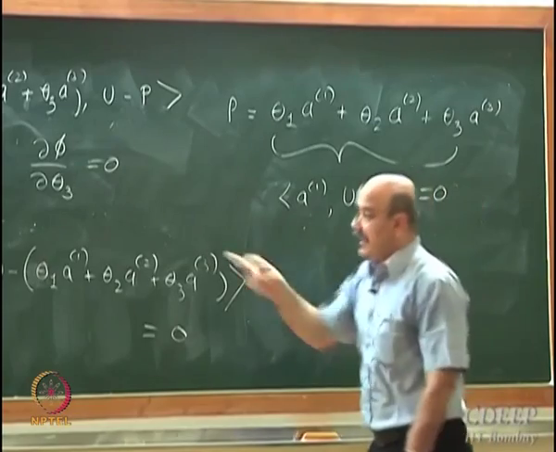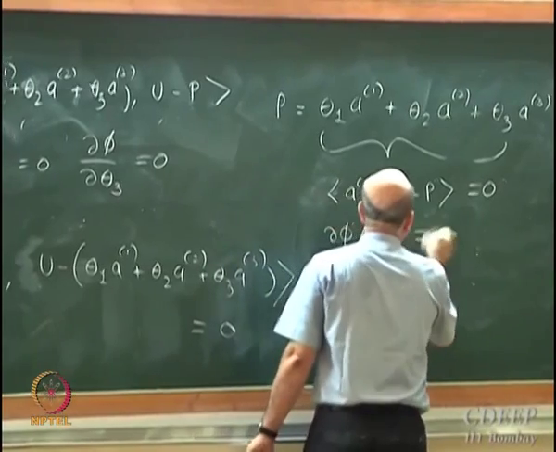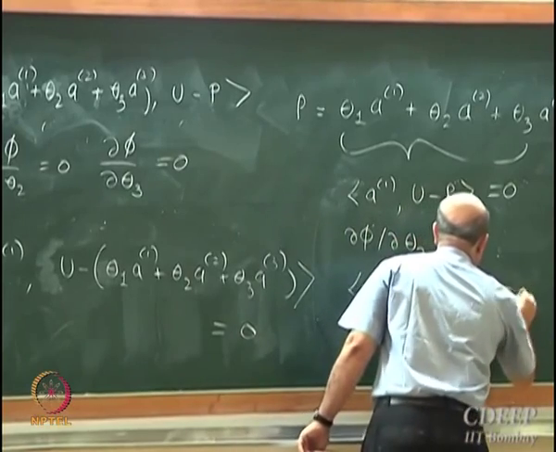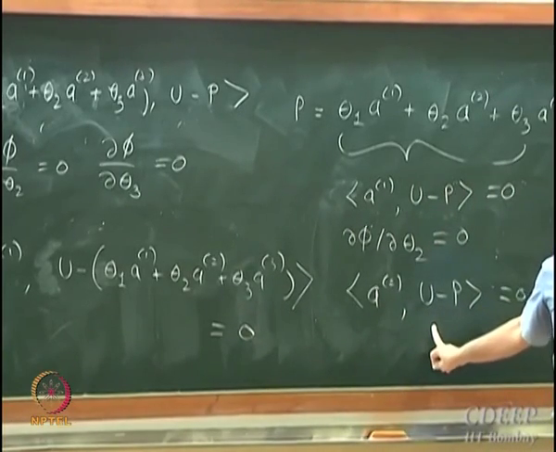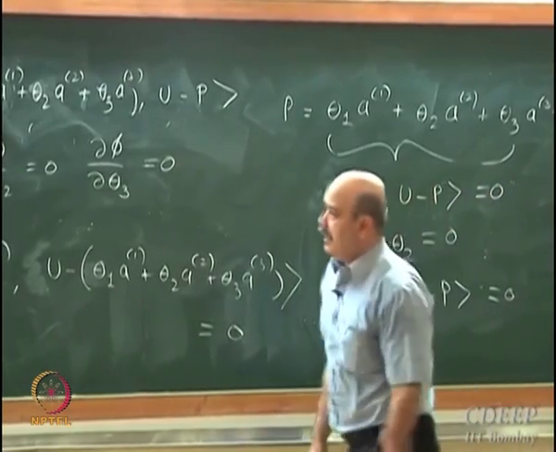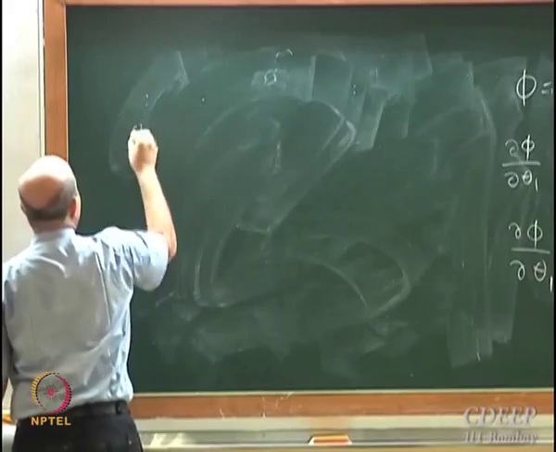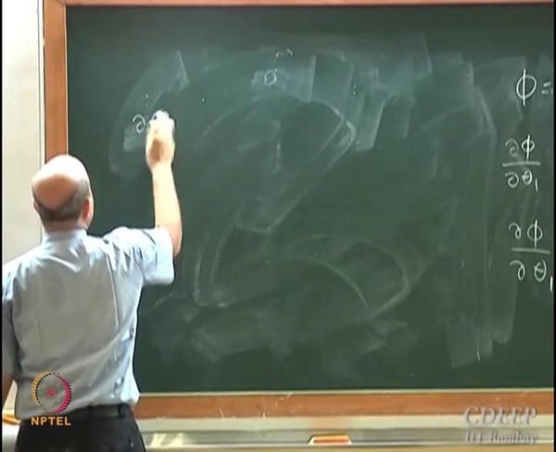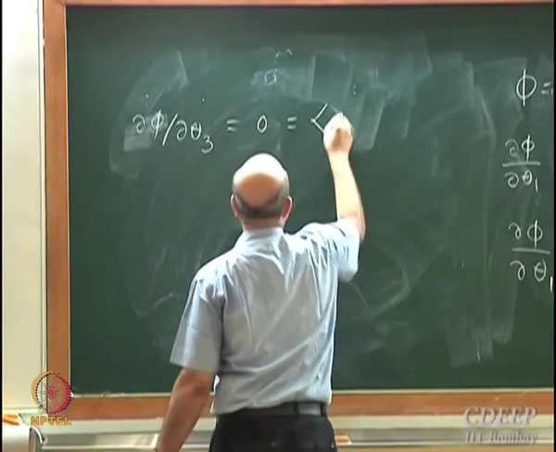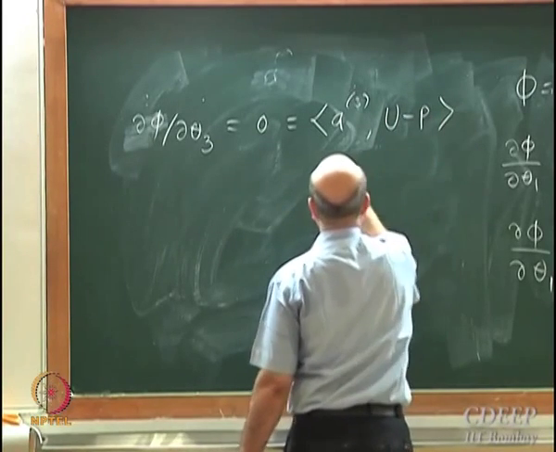Same thing if you do with theta 2. Setting dou phi by dou theta 2 equal to 0, you will get a2 inner product u minus p is equal to 0. And the third equation that you get is dou phi by dou theta 3 is equal to 0. So that is equal to a3 inner product u minus p. This is equal to 0.